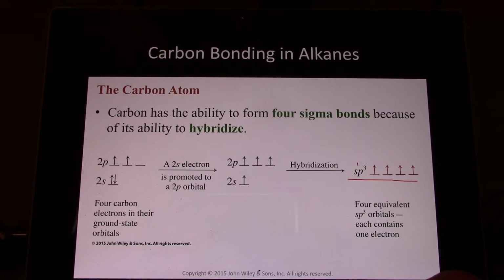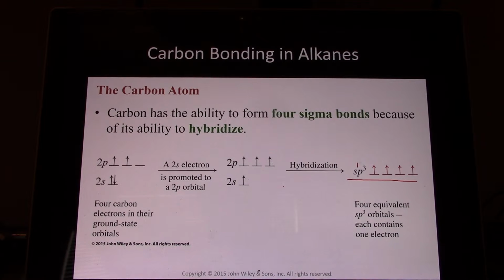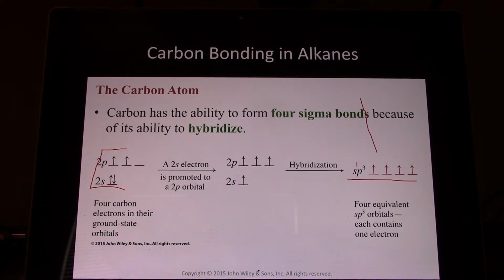And the 1 is understood. So 1 part s, 3 parts p, and all 4 of the orbitals are the same. So it's like blending blueberries and strawberries. You put them together and you blend it up and you get a homogeneous mixture. They started as 2 different things. So over here we see 2 different things. But when we're done, they're all blended up and they're all the same.